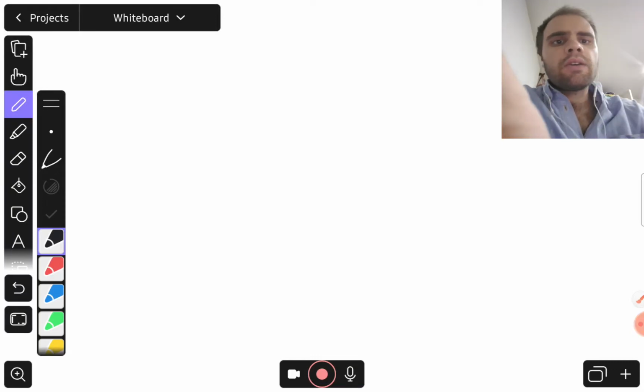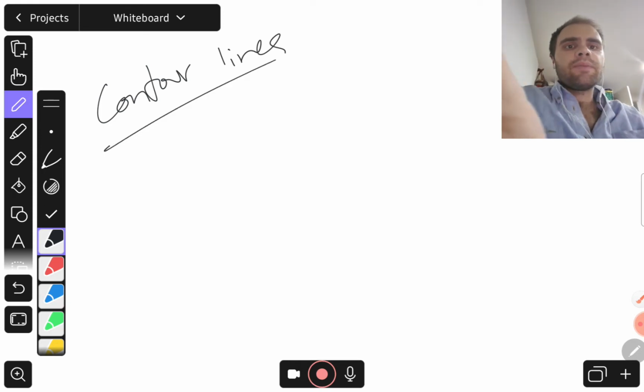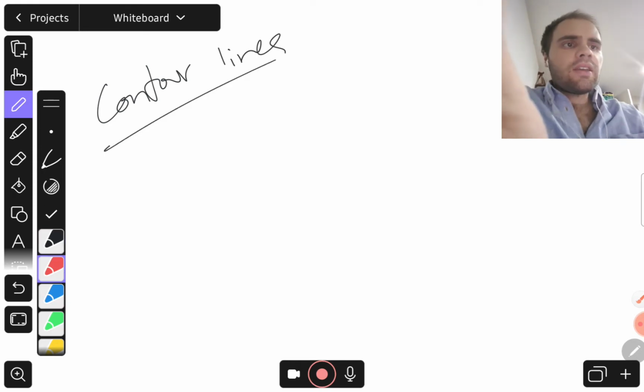Alright folks, today we're going to talk about contour lines. We're just going to have a brief overview on the whiteboard, and then we're going to get to some satellite imagery. So contour lines, what are they? Why do we need them?